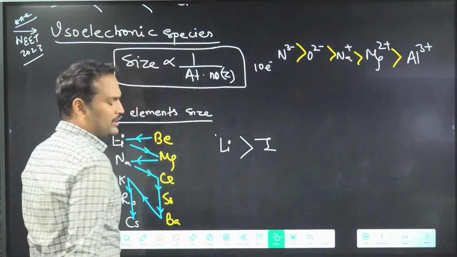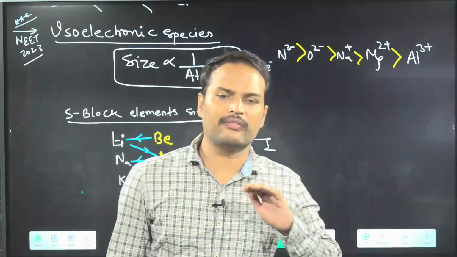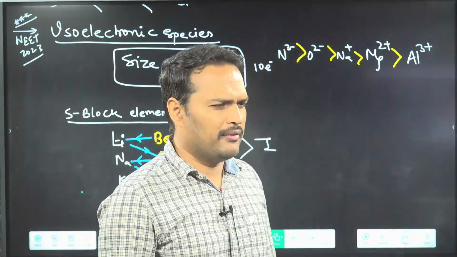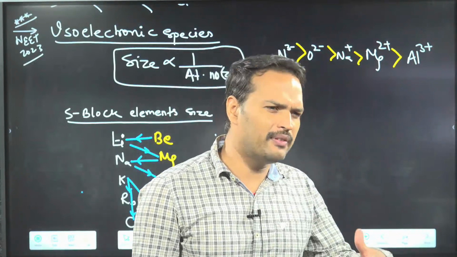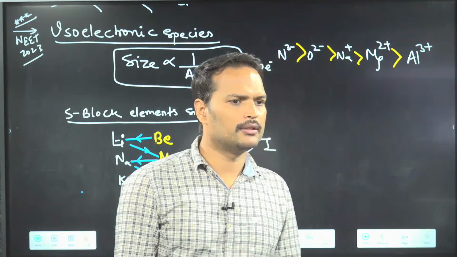So enough with today's lecture. In the next class we will start with exceptional things. We will do the exceptional things and then we will finish the ionization energy part. Clear?